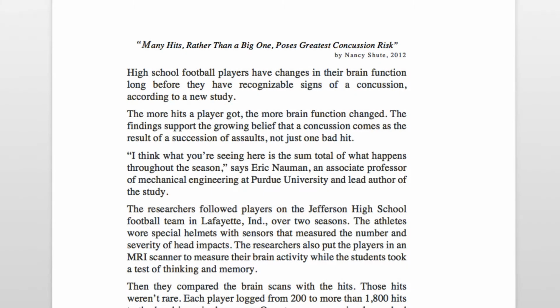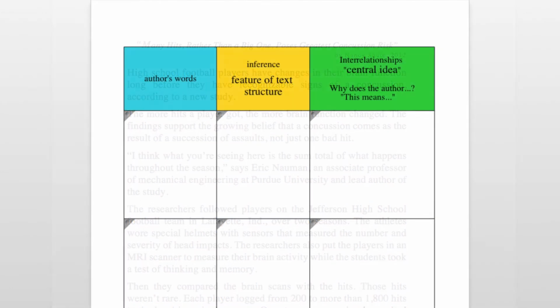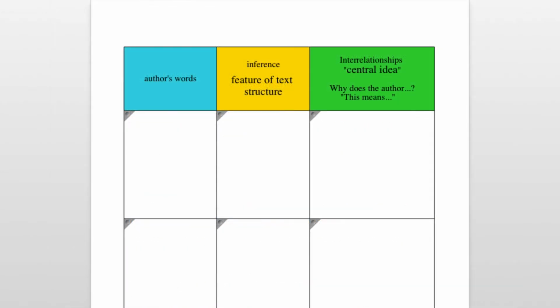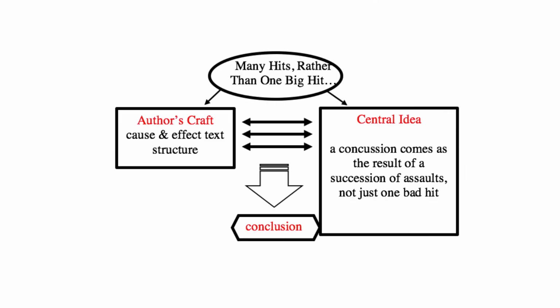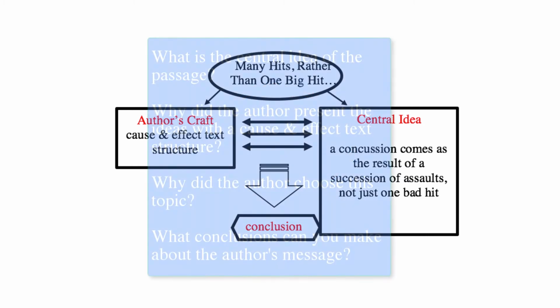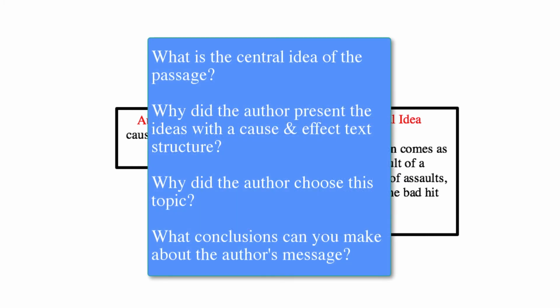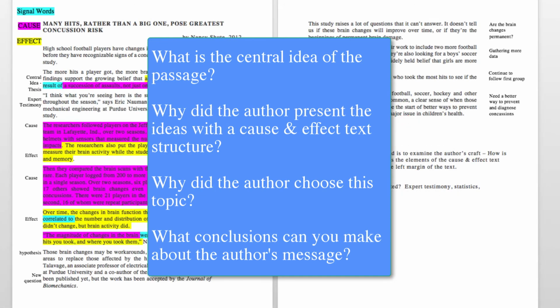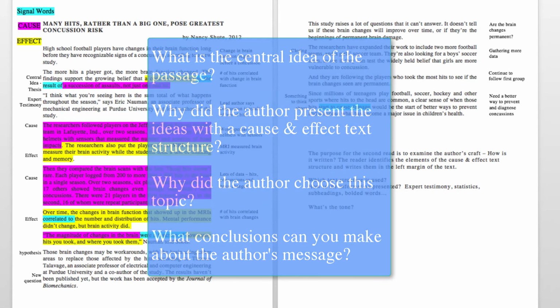The third read is where you decide which text you'll use to support the points you want to make in your essay. You'll be completing a graphic organizer to gather this information. One way is to start with questions that address the interrelationships between the elements. What is the central idea of the passage? Why did the author present this central idea of the text with a cause and effect text structure? Why did the author choose this topic? What conclusions can you make about the author's message?